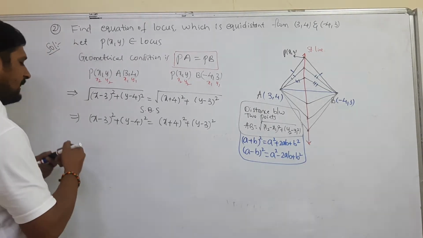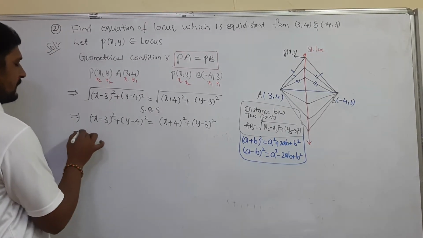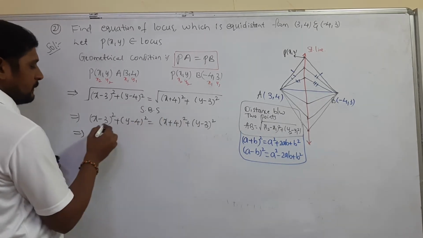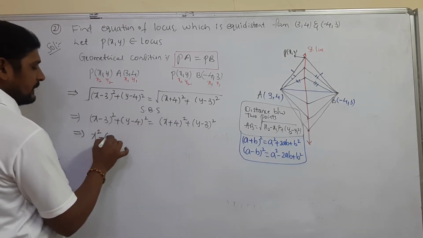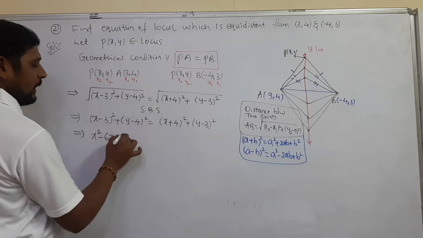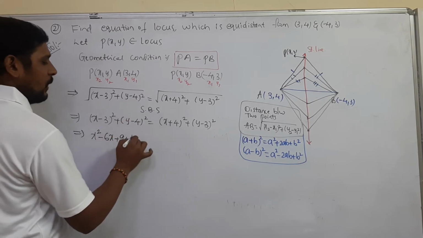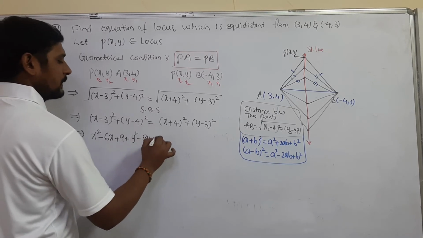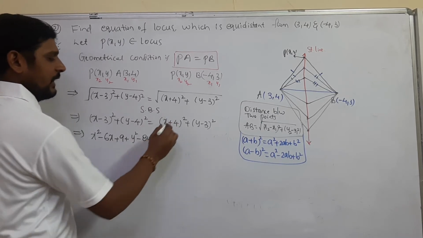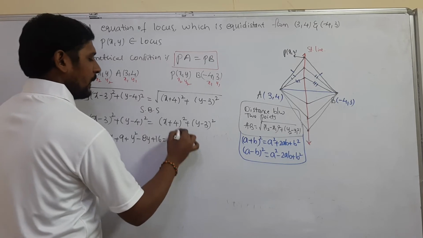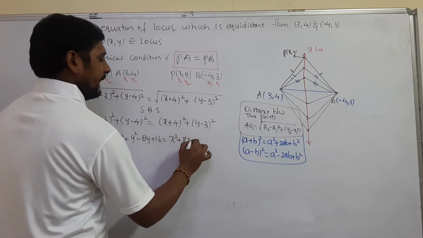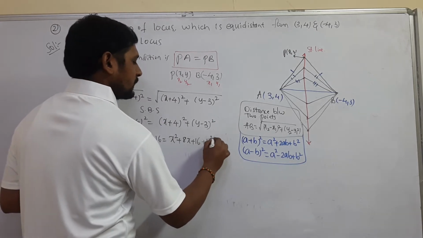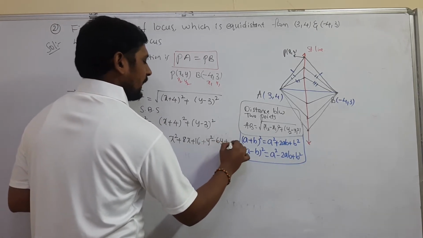So if we simplify this, what do you get? (x minus 3) whole square is x square minus 2ab, that is 2 3s are 6x, plus 3 square is 9, and this is y square minus 4 2s are 8y plus 4 square is 16. Right side: x square plus 4 2s are 8x plus 4 square 16, and here y square minus 6y plus 9.